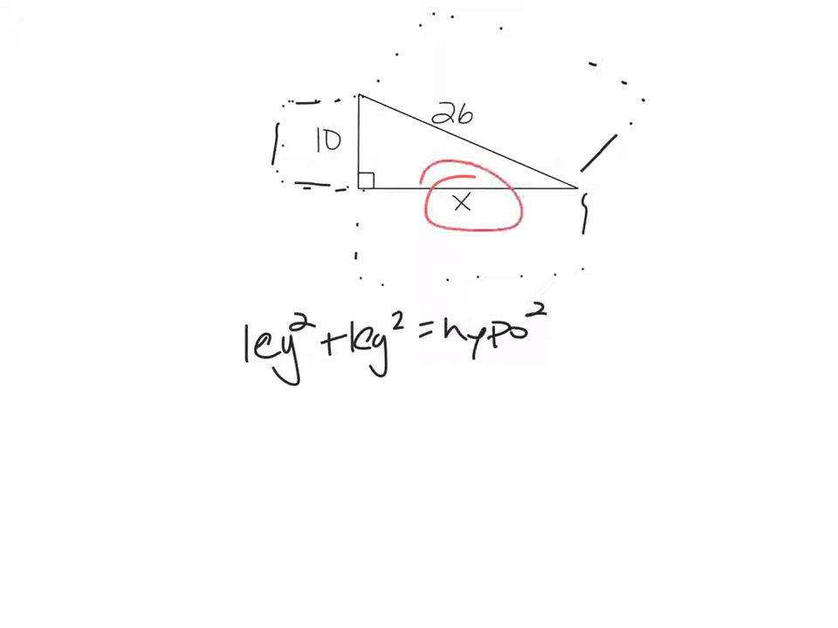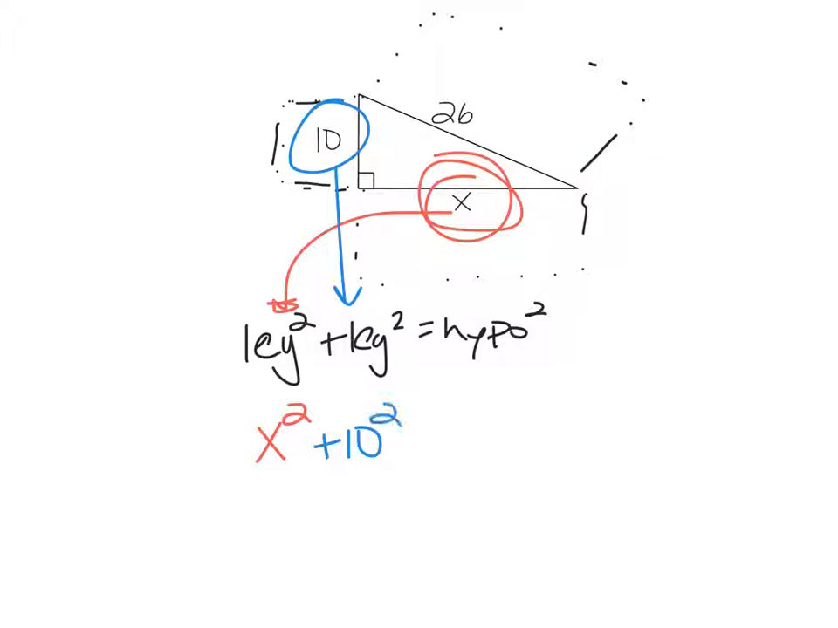Well, here I can see my x is one of my legs. It's not the hypotenuse in this type of problem. So I've got x squared. The 10 is a leg, so plus 10 squared. And the 26 is my hypotenuse, equals 26 squared.